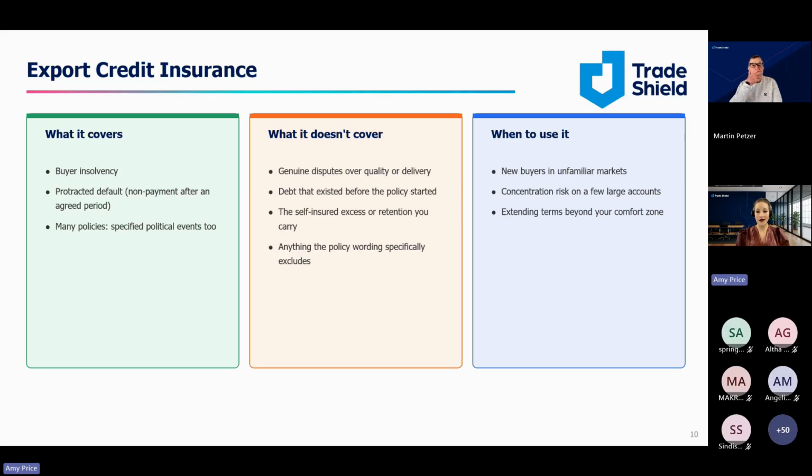So on the cover side, it's genuinely when there is a buyer insolvency and what is called protracted default. We speak about protracted default all the time, which is the forward-looking view of how this debtor will behave in the next 6 to 12 months, and which is a non-payment that has dragged on past the agreed time.